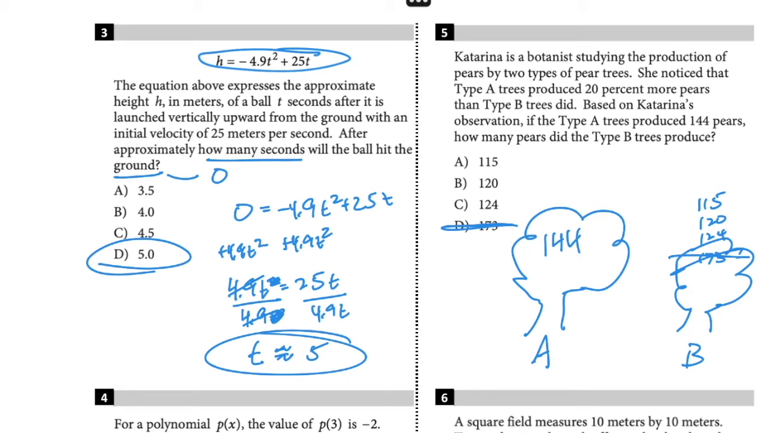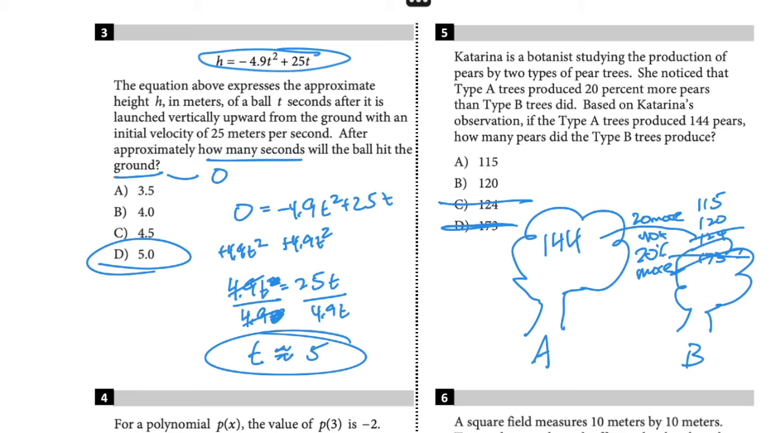All right? Now, it says it's 20% more. 20% more does not mean 20 more. So if B was 124, that would be 20 more, but not 20% more. So we know it's not that answer. So that rules out C. And that leaves us with just choice A and B. So at the very least right now, you can make an educated guess and you got a 50-50 shot.